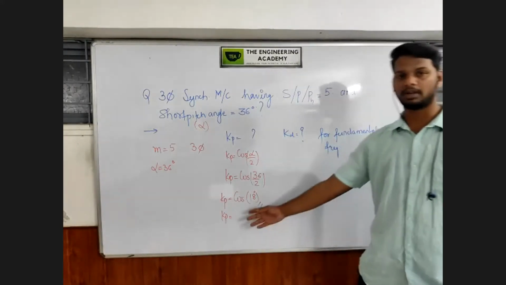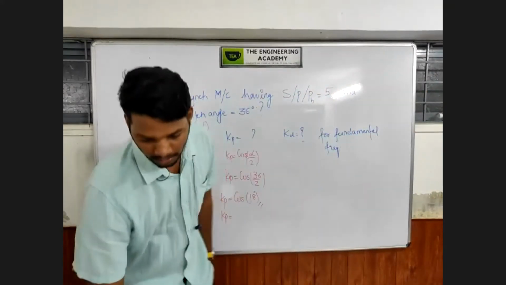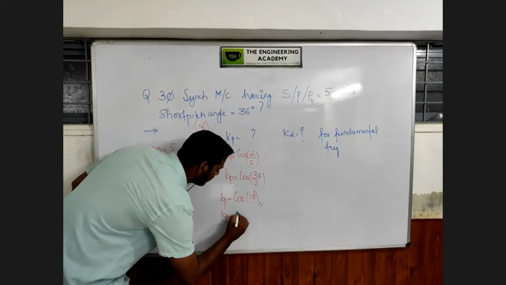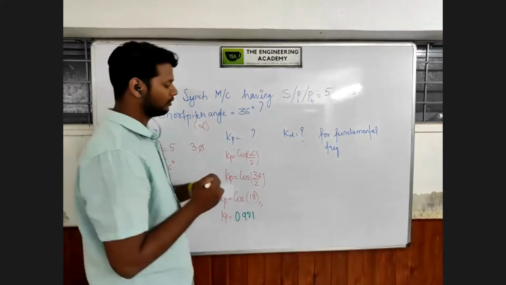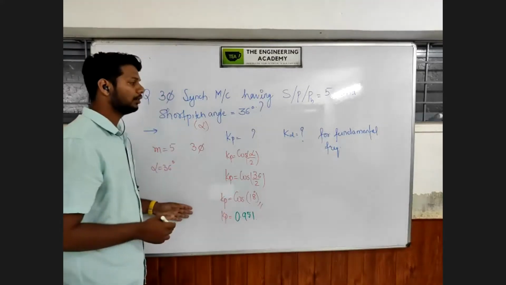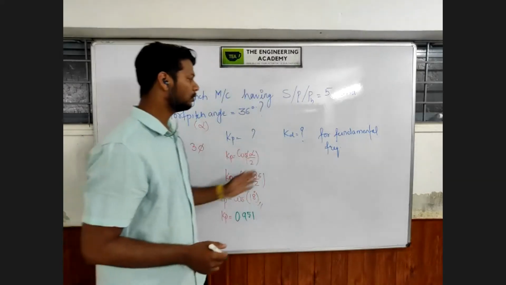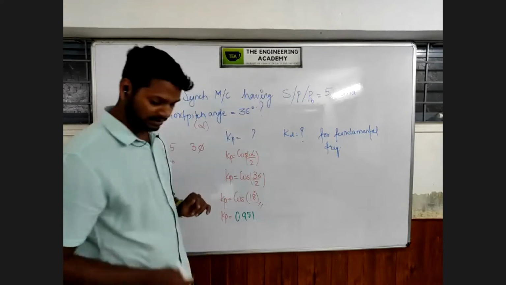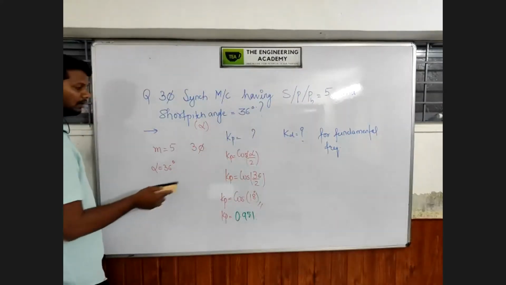Can anyone tell me what the value of Kp will be? 0.951. Okay, good, 0.951 is exact and accurate. There is no unit for Kp and no unit for Kd; these two are unitless quantities. Good. Please note down how to solve Kp.